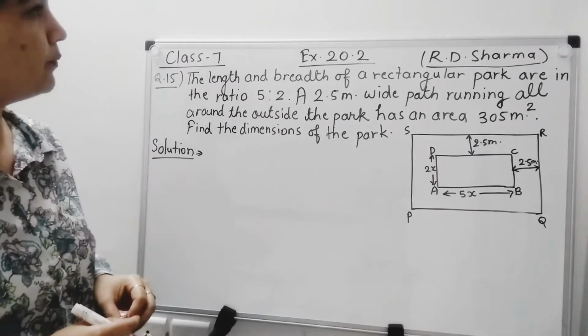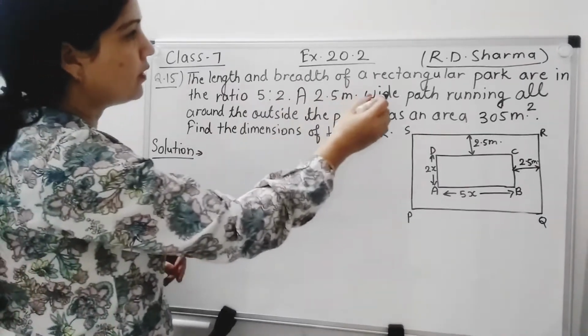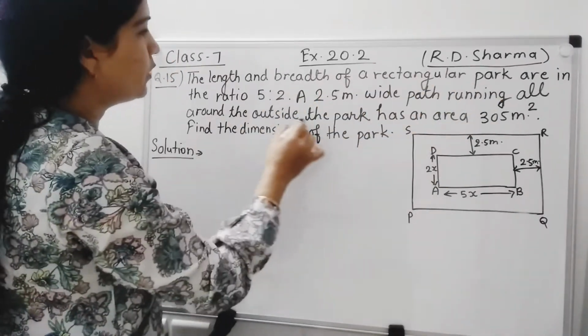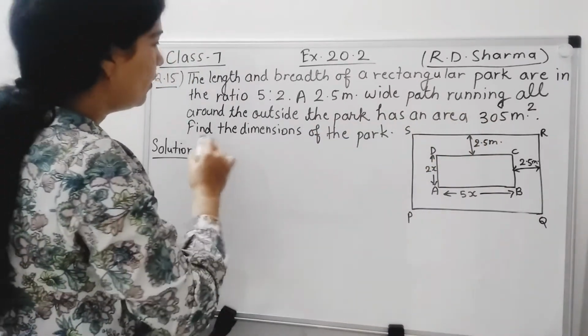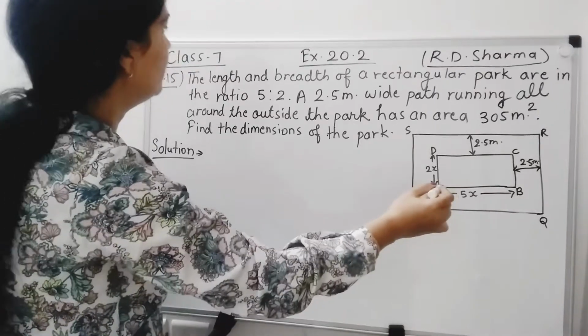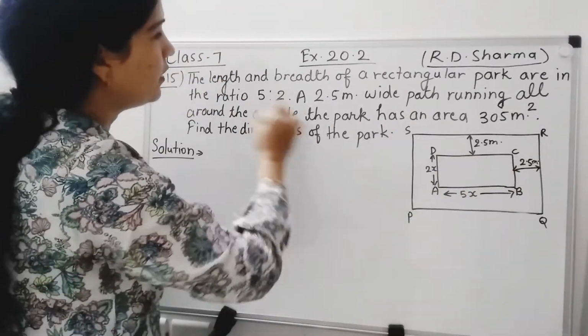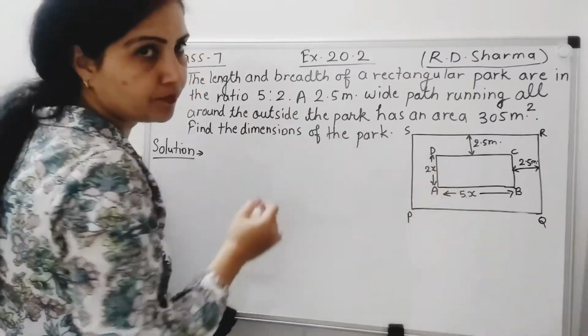So the question is, the length and breadth of a rectangular park are in the ratio of 5:2. A 2.5 meter wide path running all around the outside of the park has an area of 305 meter square. Find the dimensions of the park. So there is a rectangular park, suppose that is ABCD, and its length and breadth are in the ratio 5:2. So suppose length is 5x and breadth is 2x.